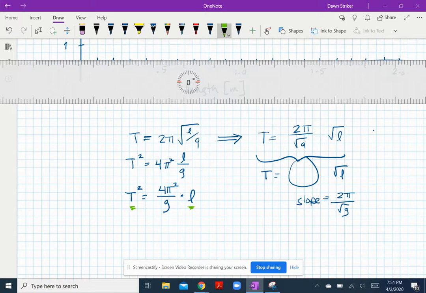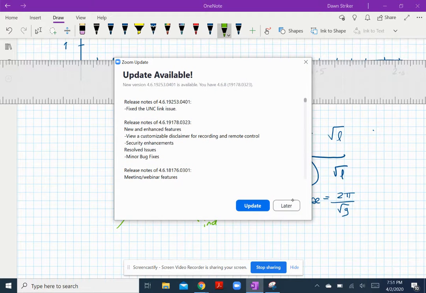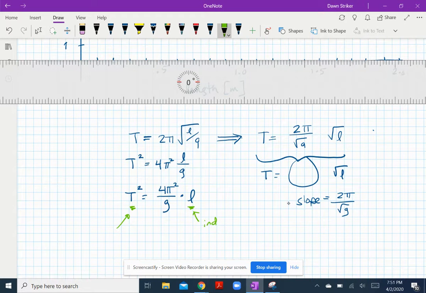Those are the two variables in my table. In fact, I'm changing the length, so this is the independent variable. And later I'm measuring the period, so this is the dependent variable.